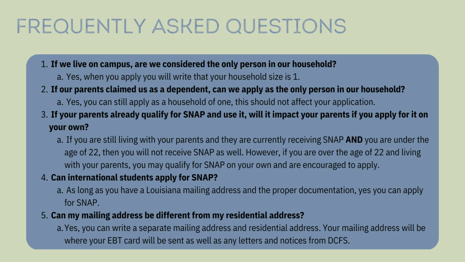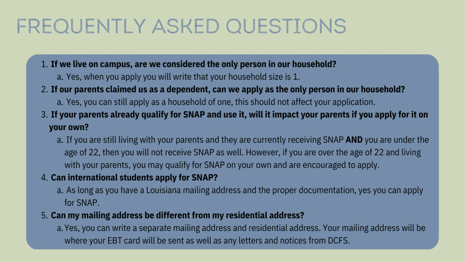It won't affect your parents' SNAP if they're currently on it. If your parents are receiving SNAP and you're living with them and you're over the age of 22, they're not going to be able to list you as their household size. So it shouldn't affect their SNAP at all. But if you are, again, under the age of 22, unfortunately, if you're living with your parents, they would be able to claim you in their receiving SNAP, and it would count towards theirs.